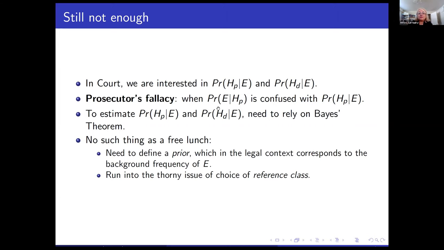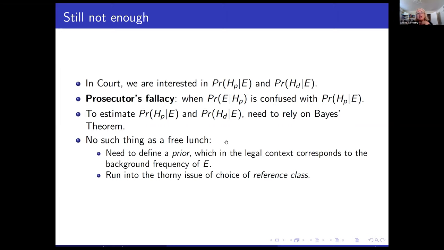It turns out that in order to estimate the probability of these hypotheses, you need to rely on Bayes' theorem. Bayes' theorem allows you to revert the probability of the data given the model to the probability of the model given the data. But of course, there is no such thing as a free lunch. In order to apply Bayes' theorem, we need to define a prior. And in the legal context, the prior corresponds to the background frequency of the evidence.